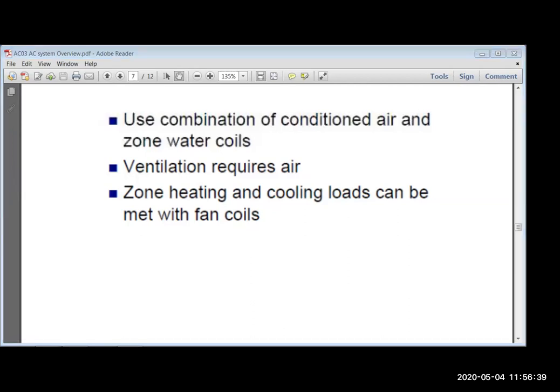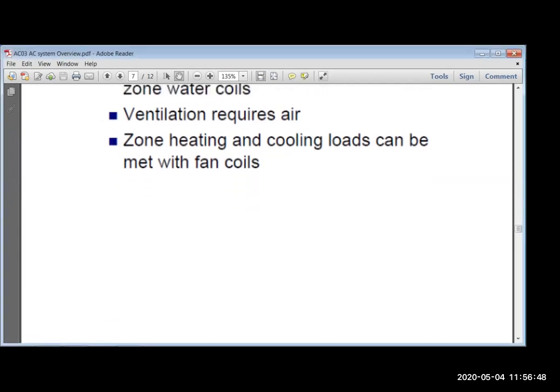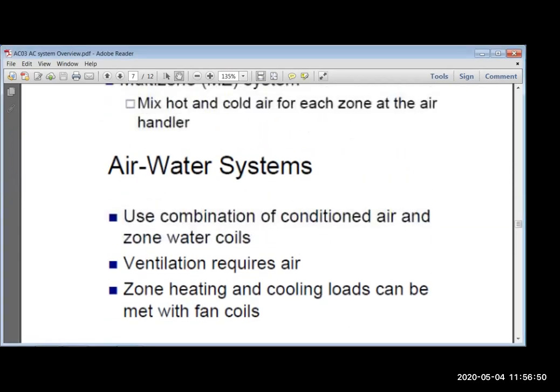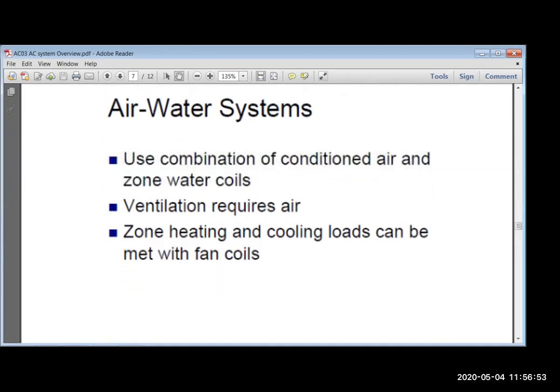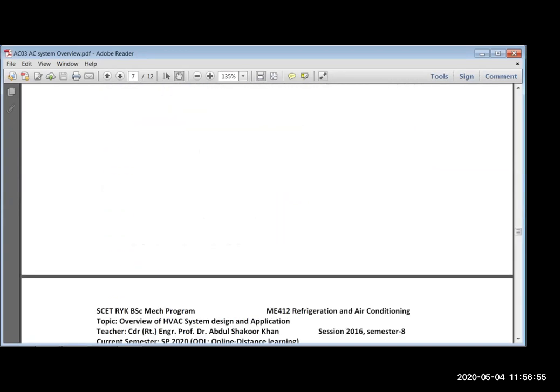So we will continue the lecture till... What time did we start? 11:50. Yes, time is over. Somebody is warning me. So now we will stop here. Please remember air water system. We stop, so we will continue.